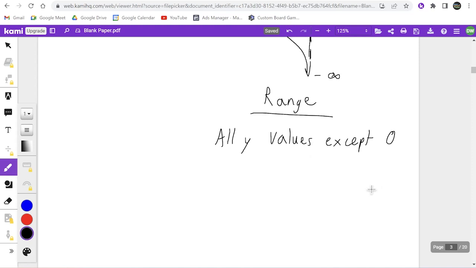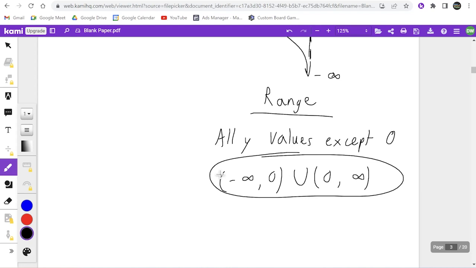Don't say it out loud. Just think about it to yourself for a few seconds. How would I write this in interval notation? And the answer is open parenthesis, negative infinity, comma 0, close parenthesis, union, open parenthesis 0, comma infinity, close parenthesis. There's your range.